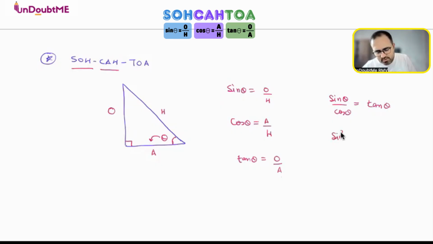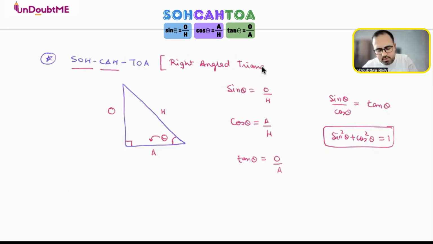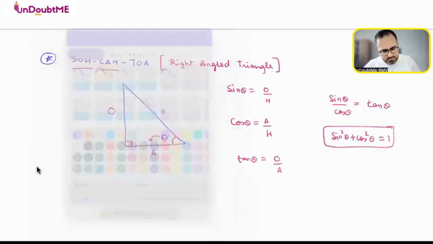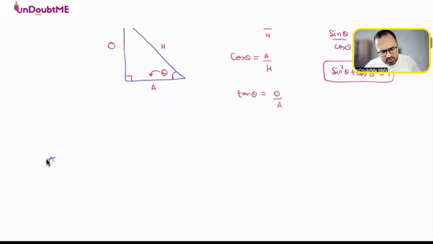And the other one is sine square theta plus cos square theta is equal to 1. So this is all we have for trigonometric ratios for a right angle triangle. SOH CAH TOA is applicable only for a right angle triangle. Now, what if a triangle is not a right angle triangle? Then for that, we have the sine rule and cosine rule. So our next part is the sine cosine rule, which we will do together.